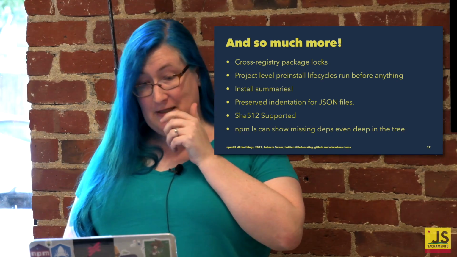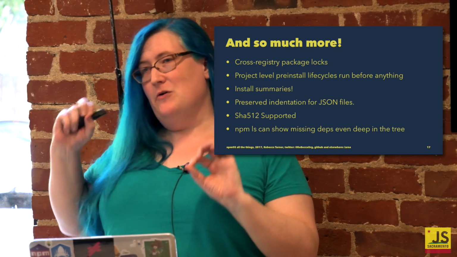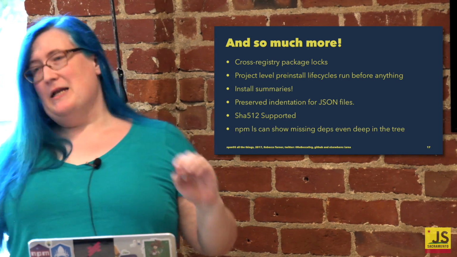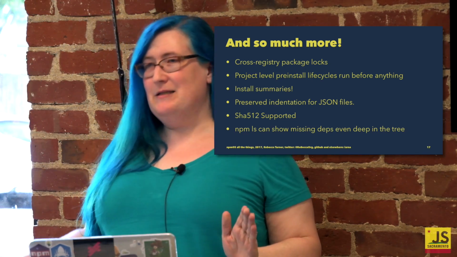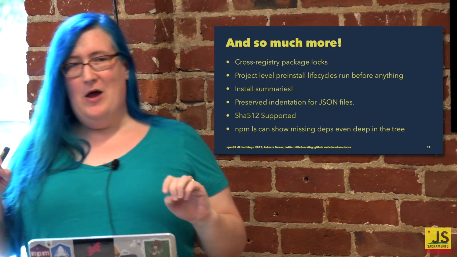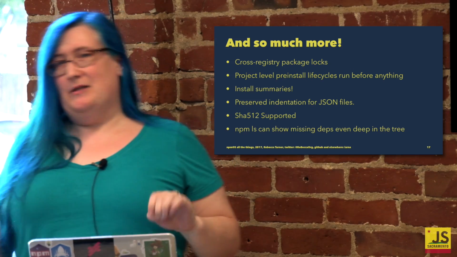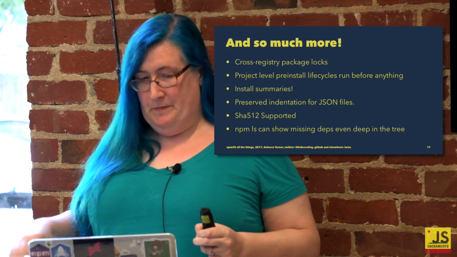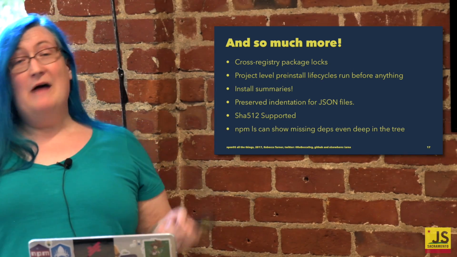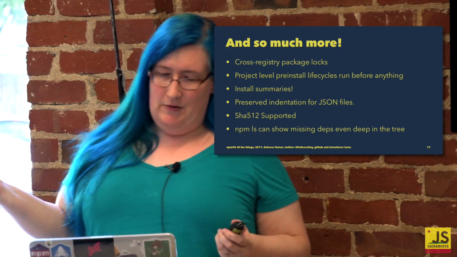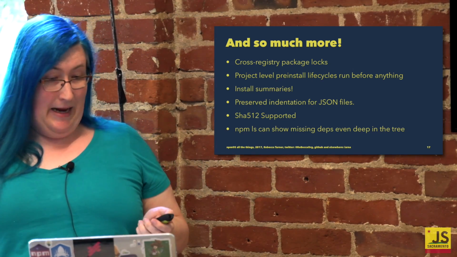There are project-level pre-install lifecycles. Those are the things where you've got a pre-install in your top-level package.json. Those now actually run before anything else happens. Which had been a long-standing request, because what people wanted to be able to do was install new modules in their pre-install, like run things that modified their node modules folder, which you couldn't do before. Oftentimes, people would make symlinks at that stage, but there are various things you can do there. So you can actually do that now.